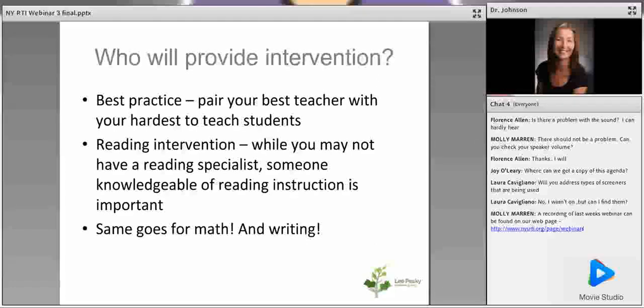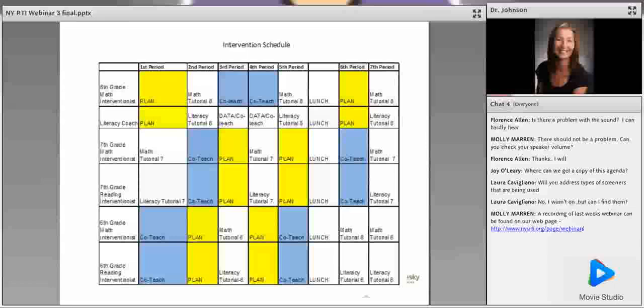Okay, and so I focus on reading a lot because, again, that's mostly where schools start. But the same is true for math and writing. So we want someone who's not only a really good math teacher because they know math well, but who's a really good math intervention teacher. And so we want to be mindful of who that is, and then how we make sure we free up time for that person during the day.